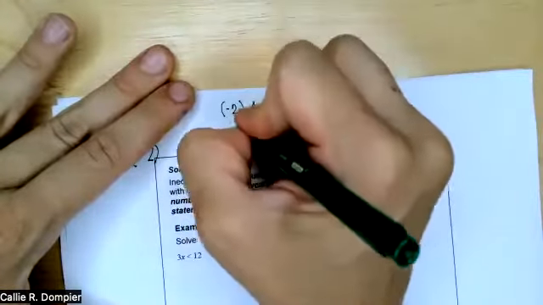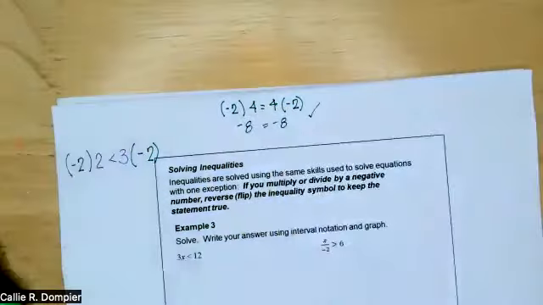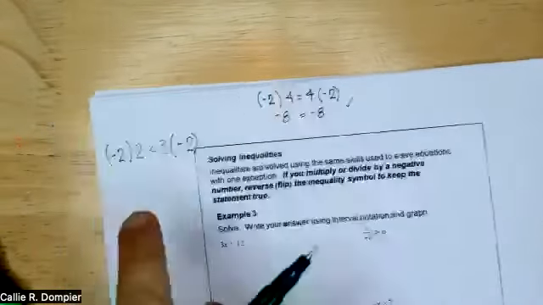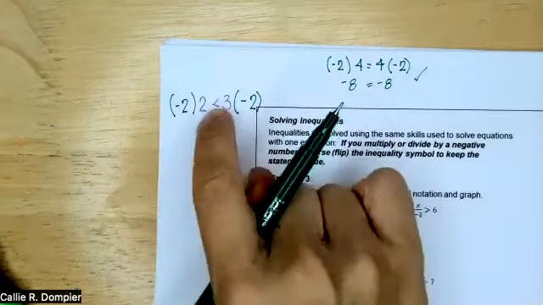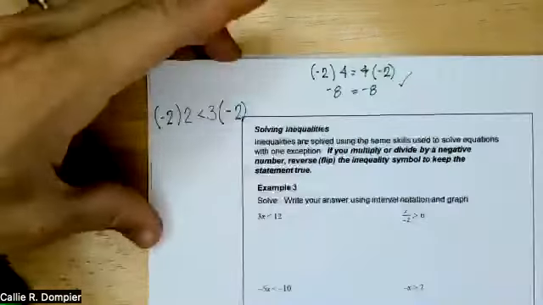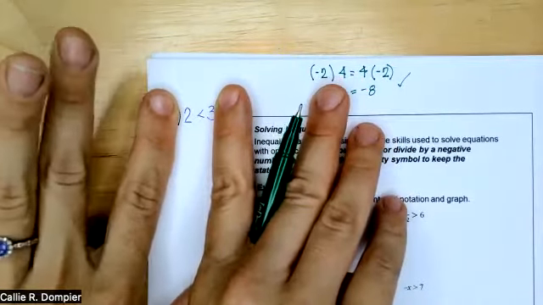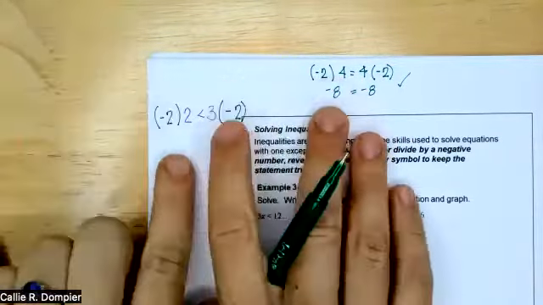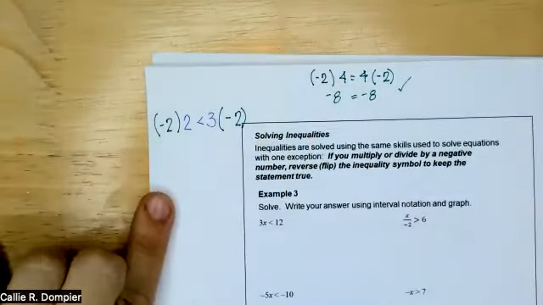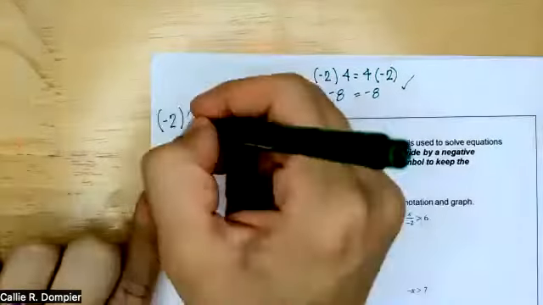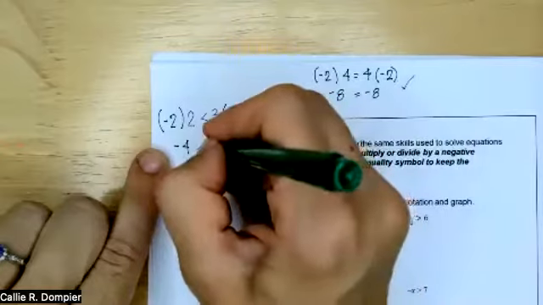4 times -2 becomes -8 is -8. That checks out, right? However, if it's an inequality sign instead of an equal sign, this is still true, right? 2 is still less than 3, but to maintain the inequality, we have to do the same thing to both sides, and if it's negative, we have to flip the sign. Why? Because watch. 2 times -2 becomes -4, less than 3 times -2 is -6.